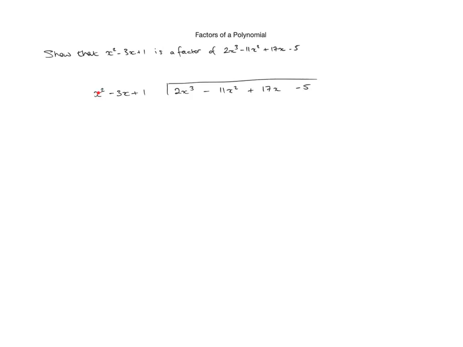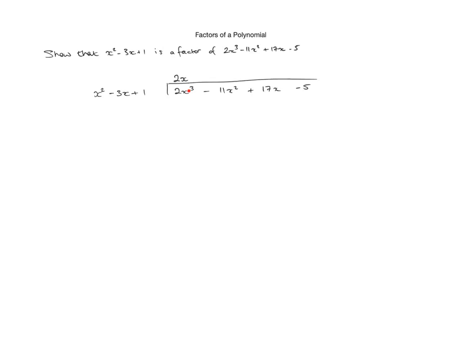What we're trying to do is get this term here to be the same as this term here. So here we've got x squared, and we want to get to 2x cubed. What do I have to multiply x squared by to get to 2x cubed? Well, I have to multiply it by 2, and I also have to multiply it by x, because 2x times x squared is 2x cubed.